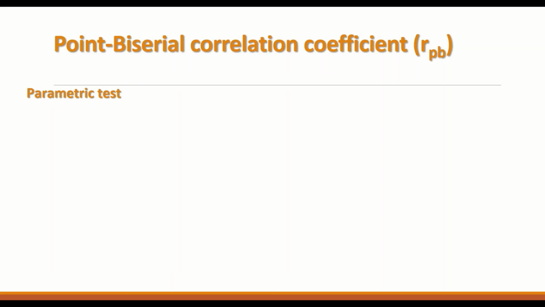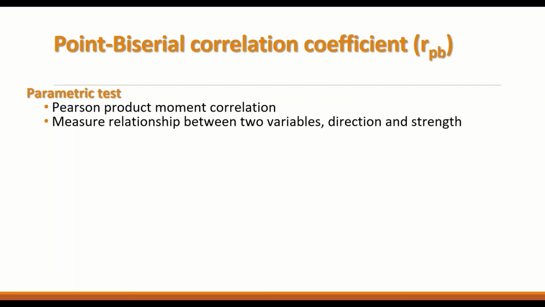So the Point-Biserial correlation coefficient is a parametric test. It is based on, or uses, the Pearson's product moment correlation. It measures the relationship between two variables, the direction of that relationship, and the strength. An independent t-test can also be used to calculate some of the parameters in the test.